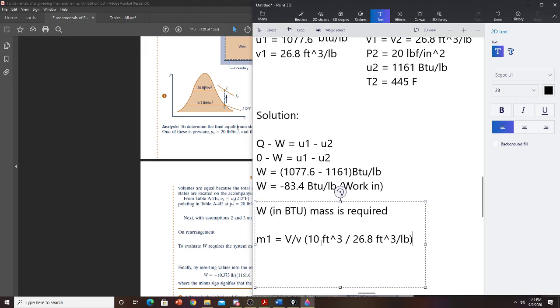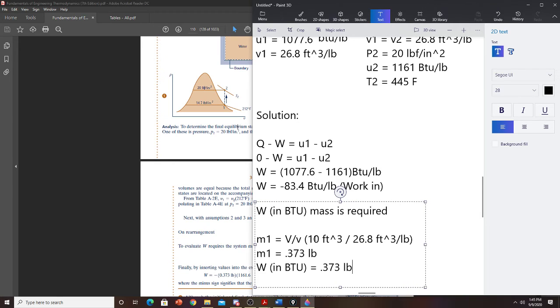So if you do this right here, you end up with that 0.378 value that they got. So you get M1 is equal to 0.378, or 0.373 pounds. Because if you see, these units cancel, the feet cubed go away and you're left with a pound on top. And then what they did is they take this number and they multiply it in here. So if you do that really quick, you would get your work in BTU to be equal to 0.373.